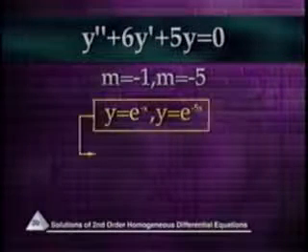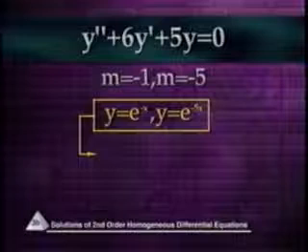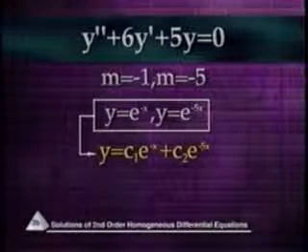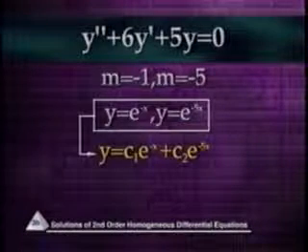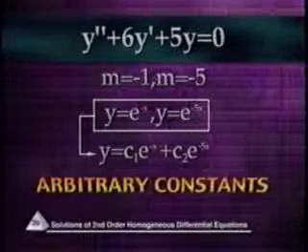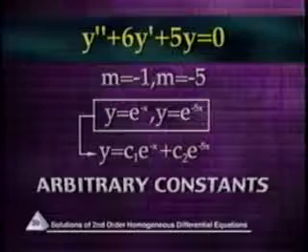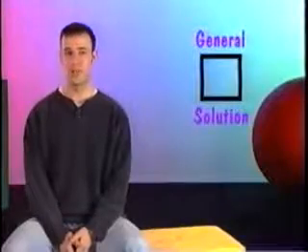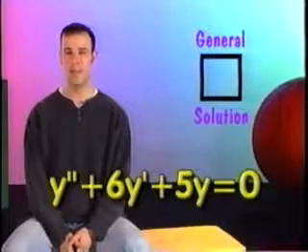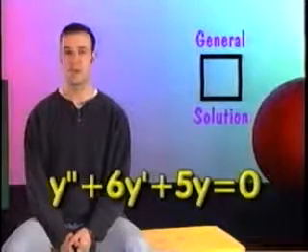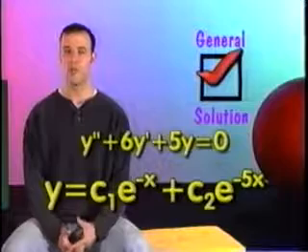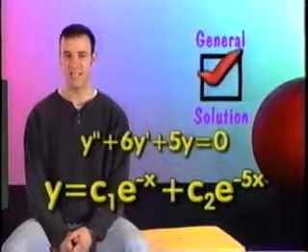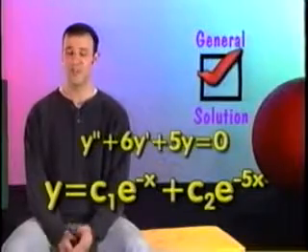Putting these two solutions into a linear combination gives us y equals c1 times e to the -x plus c2 times e to the -5x. Again, don't forget those arbitrary constants. Since this is a second-order differential equation, there's two of them. So the general solution to this differential equation, y double prime plus 6y prime plus 5y equals 0, is y equals c1 times e to the -x plus c2 times e to the -5x. That's all there is to it.